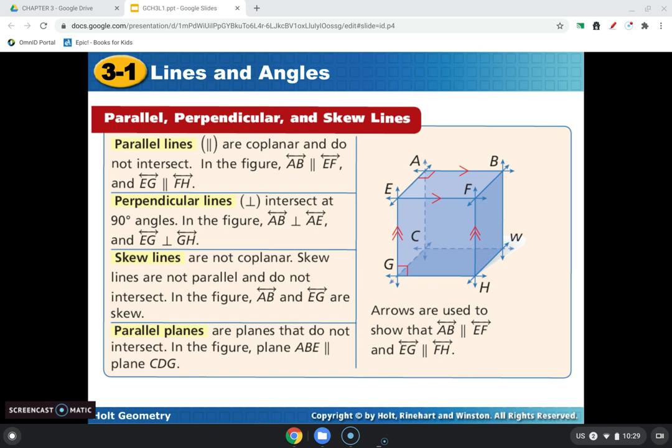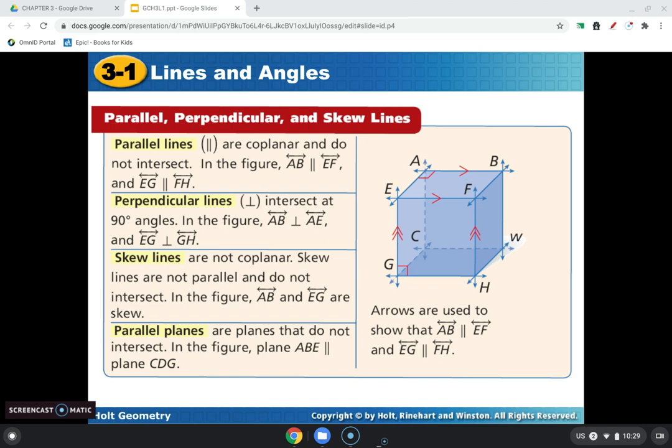Perpendicular lines with the upside down T there intersect at 90-degree angles. So AB and BF, FH, HW, some examples of perpendicular lines. Skew lines are not coplanar, not parallel, and don't intersect. So you're kind of looking at the figure here. AB and EG would be skew. BF and WC would be skew.